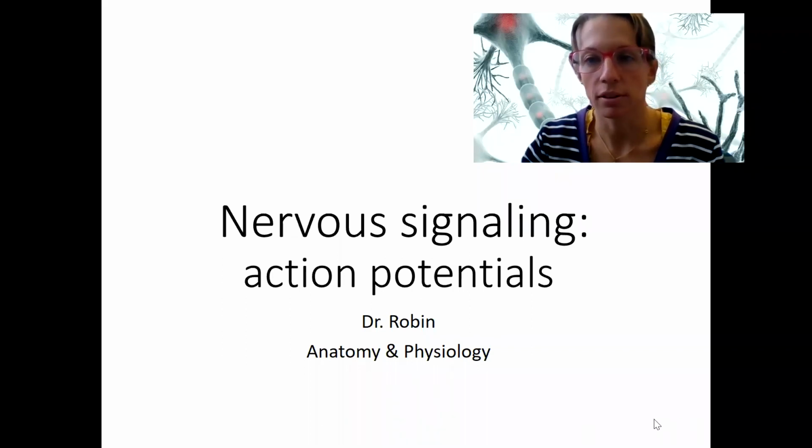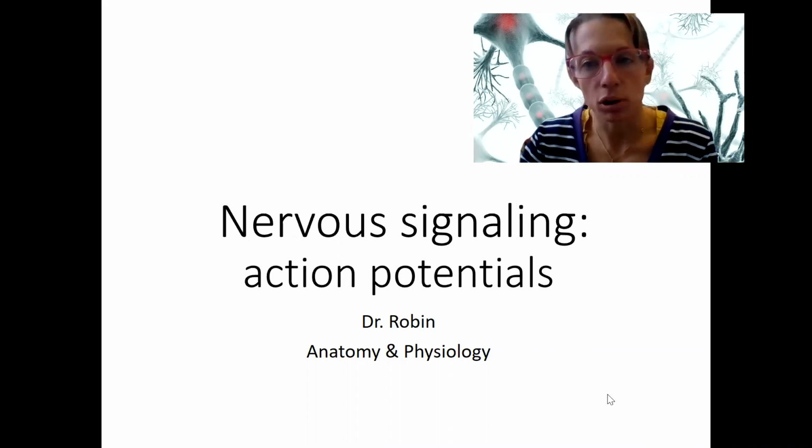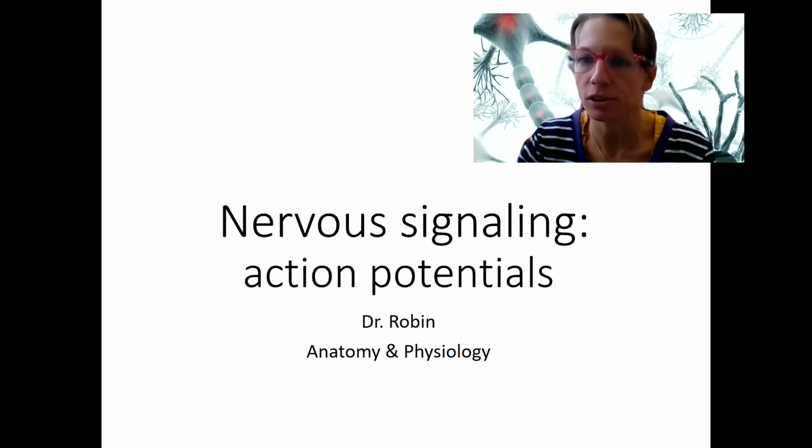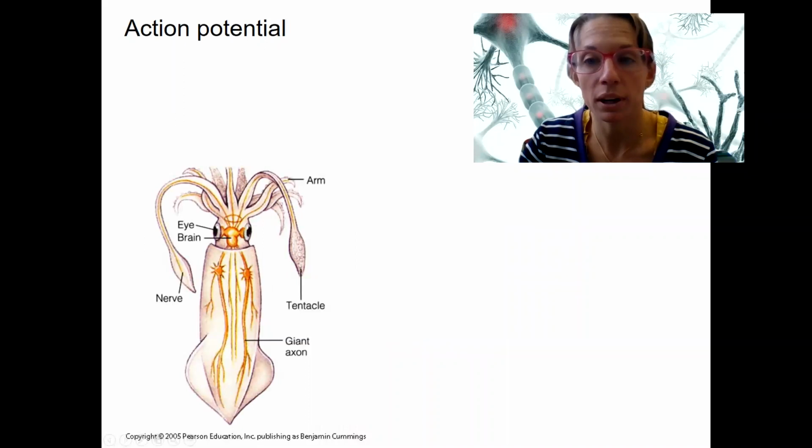The action potential, that's what we've been leading up to here, talking about neural signaling more generally, the resting membrane potential, gradient potentials, and now we're ready to talk about the action potential. So I actually want to go back and show you an image of the squid giant axon. And this is where the action potential was first discovered because the axon is so large.